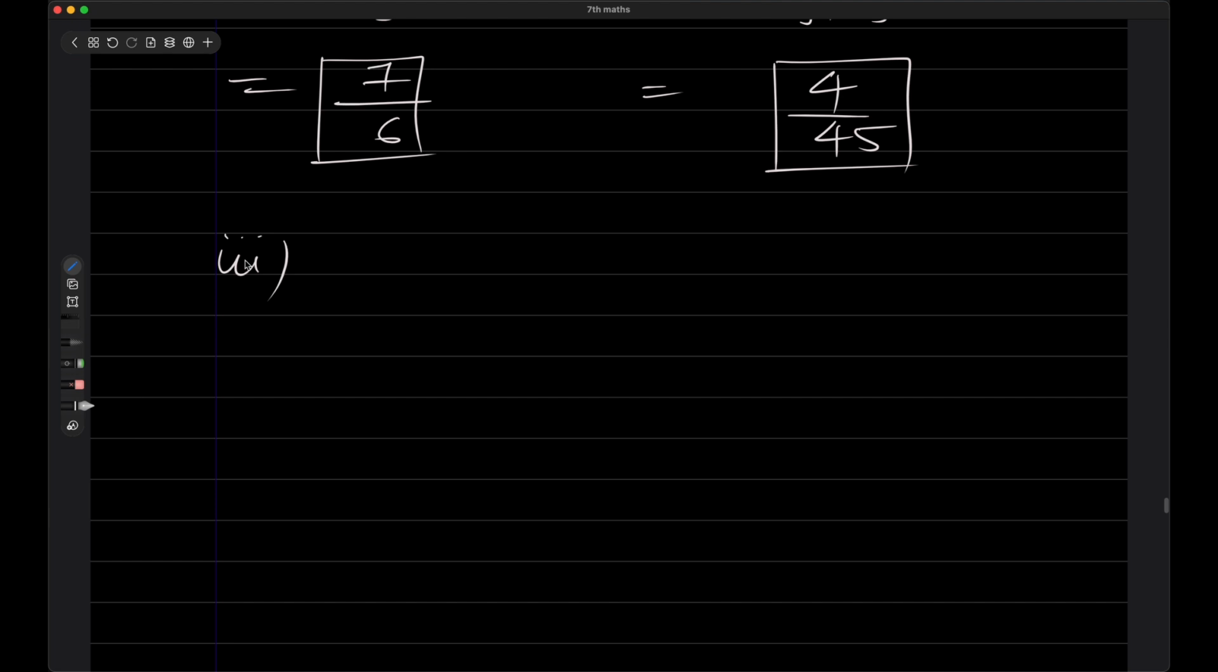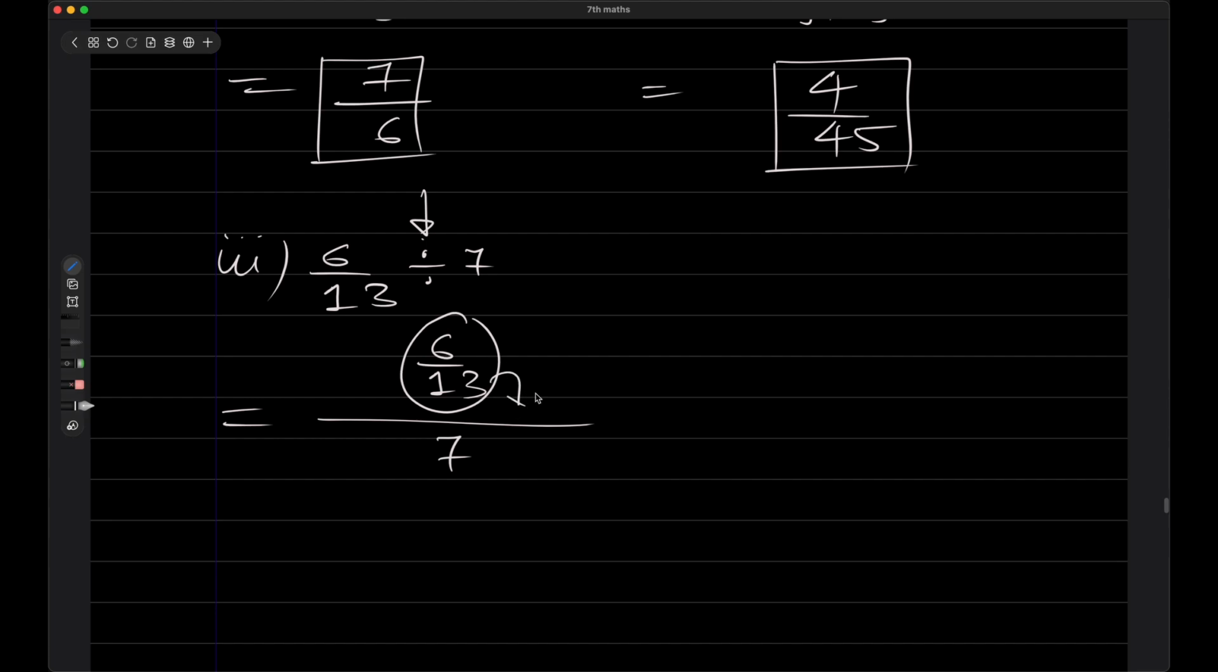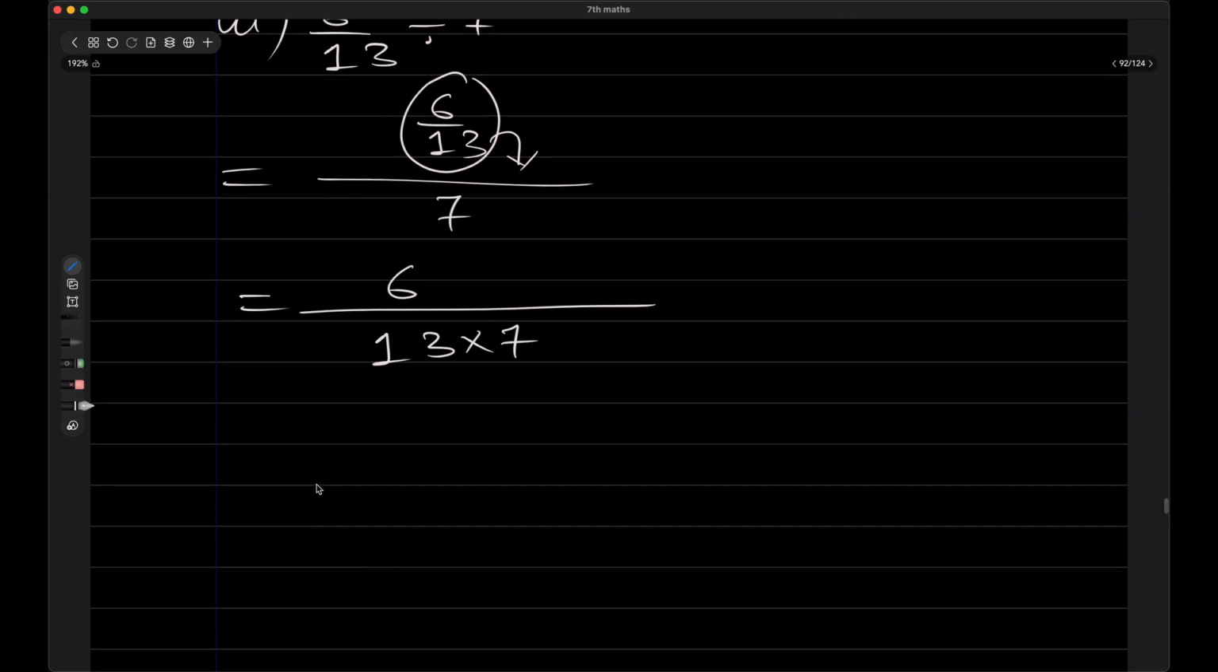Third, 6 by 13 divided by 7. Starting from the division sign, write left side above the division sign and right side below the division sign. Now for the fraction, send the denominator to the opposite side, that is 6 as it is, send 13 to the opposite side, 6 by 91 is the answer.